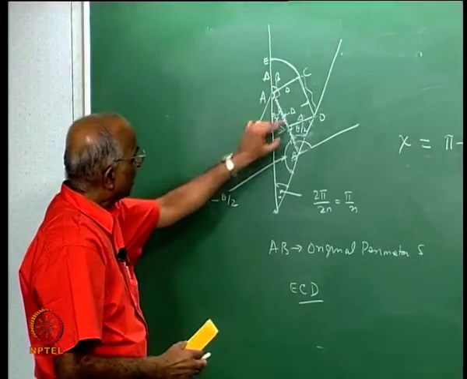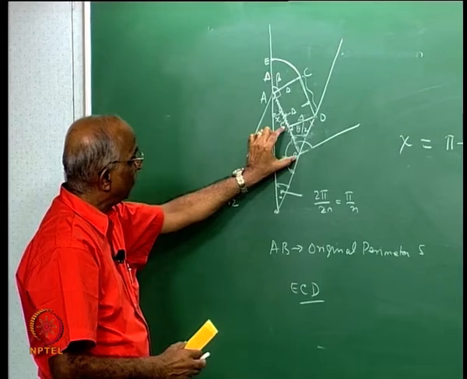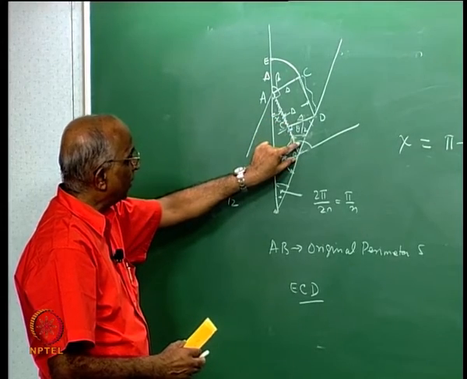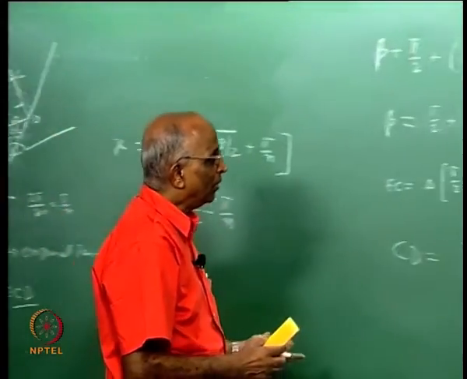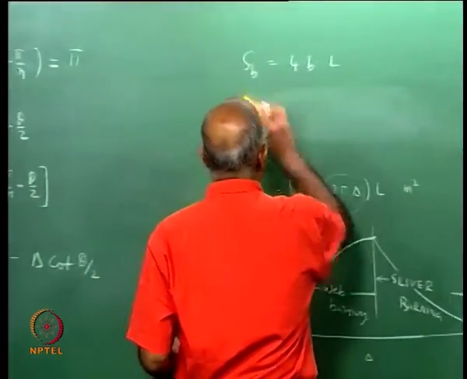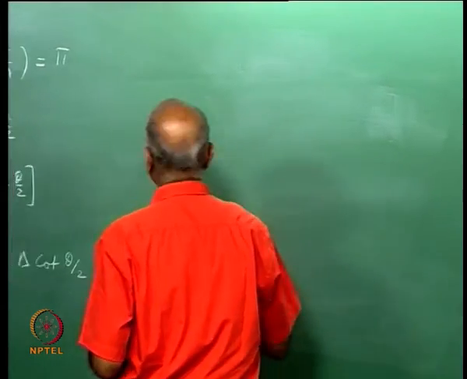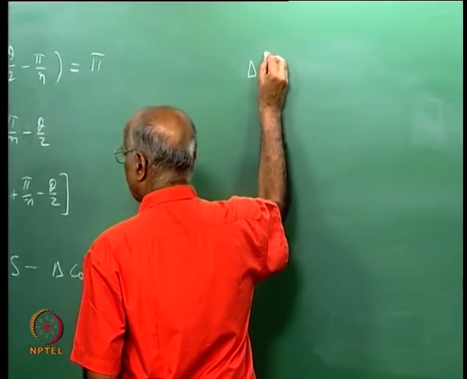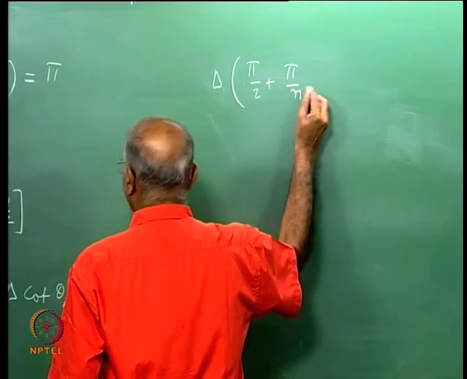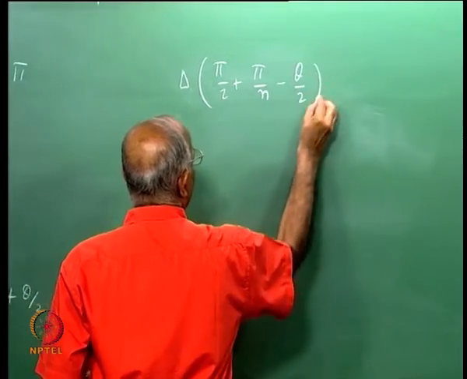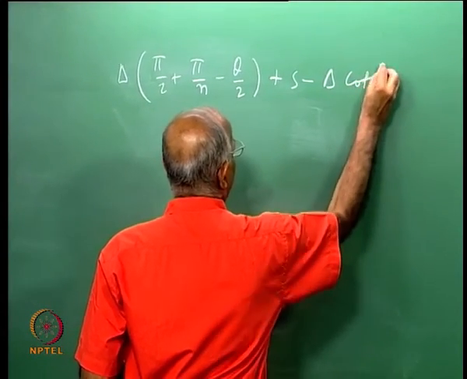Let us make ourselves clear, this is delta, this angle is theta by 2, therefore the base by delta is equal to cot theta by 2, or base is equal to delta cot theta by 2. Therefore, what is the total surface area or total perimeter for this particular single stretch of line? The single stretch of line now gives me delta into pi by 2 plus pi by n minus theta by 2 plus S minus delta cot theta by 2.